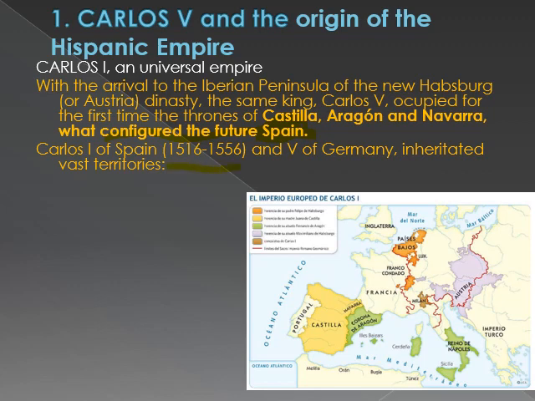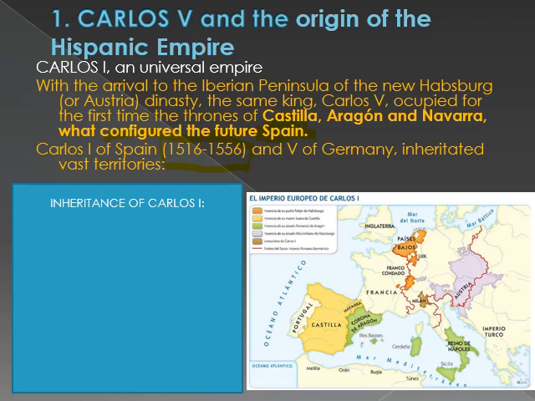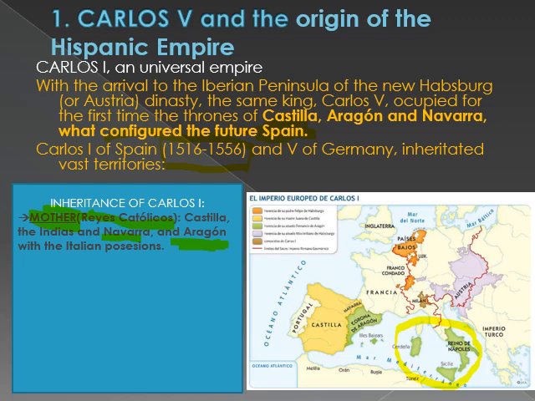Well, let's take a look at the territories Charles I is going to govern from 1516 to 1556. He inherited a great deal of territories, and so he's going to become one of the most powerful kings around the world. From his mother, from Juana, he is going to inherit all the territories of the Catholic monarchs, that is, Castilla, the Indias, America, and Navarra. But from Aragon, his grandfather, Fernando el Católico, he's going to get Aragon, but also the Italian possessions.